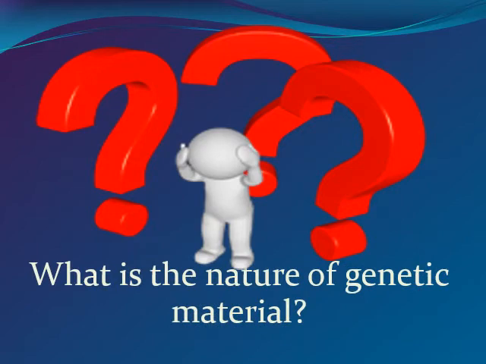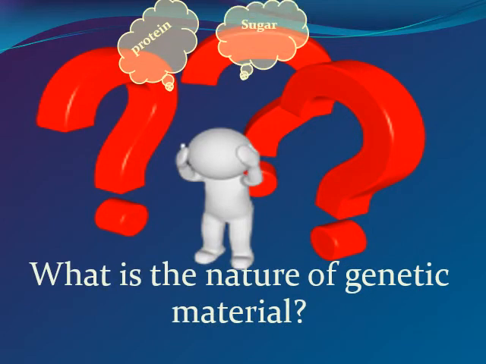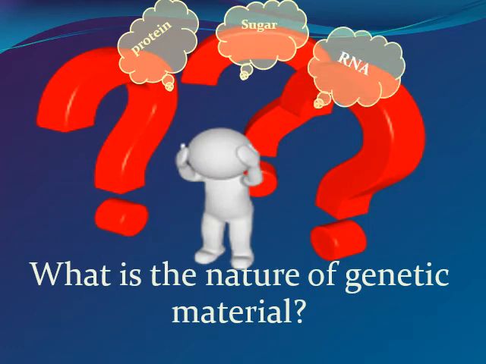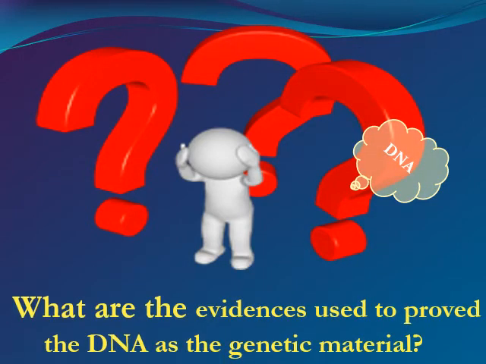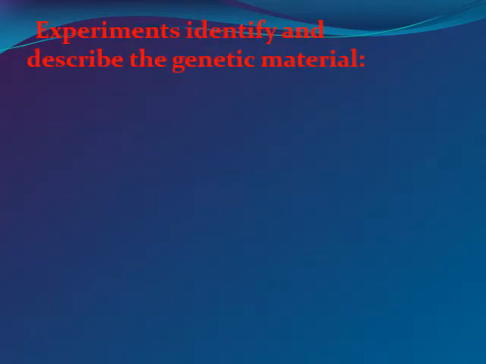What is the nature of the genetic material? Is it protein, sugar, RNA, or DNA? In a human, the genetic material is, of course, DNA. What are the evidences used to prove DNA as the genetic material? There are many experiments that identify and describe the genetic material.